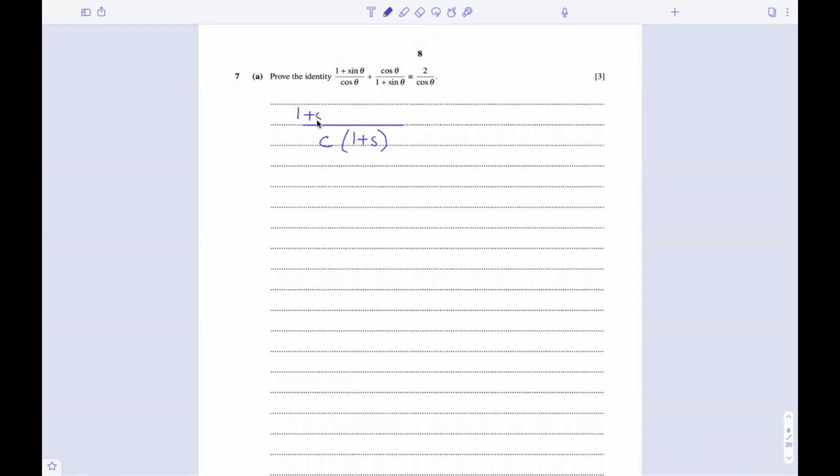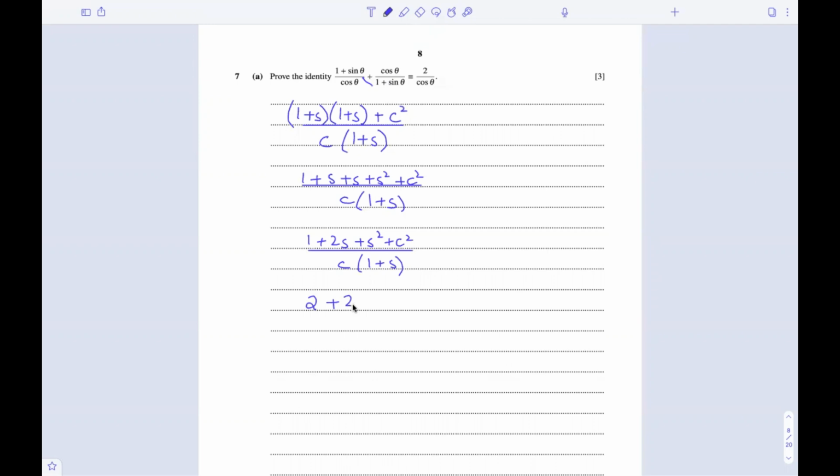So this will multiply by 1 plus sine, and cos will multiply by cos, so we'll get cos squared. Expanding the numerator, we have 1 plus sine plus sine squared plus cos squared upon cos into 1 plus sine. So we have 1 plus 2 sine plus sine squared plus cos squared divided by cos into 1 plus sine. Now we know that sine squared plus cos squared is 1, and 1 plus 1 will become 2.